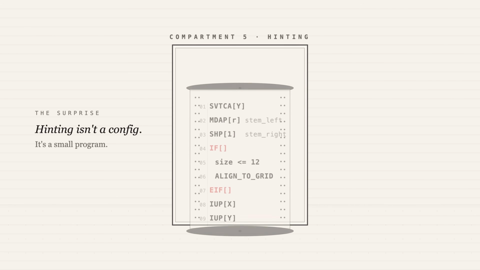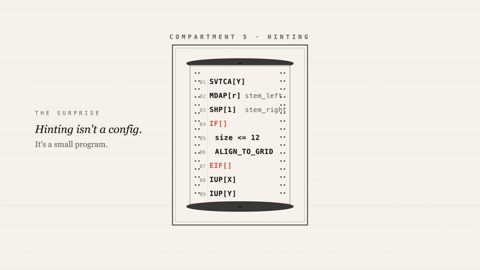Hinting isn't a config file. It isn't a list of values. It's bytecode. Inside well-hinted fonts is a small program that runs on your CPU every time the font gets rasterized at a new size.